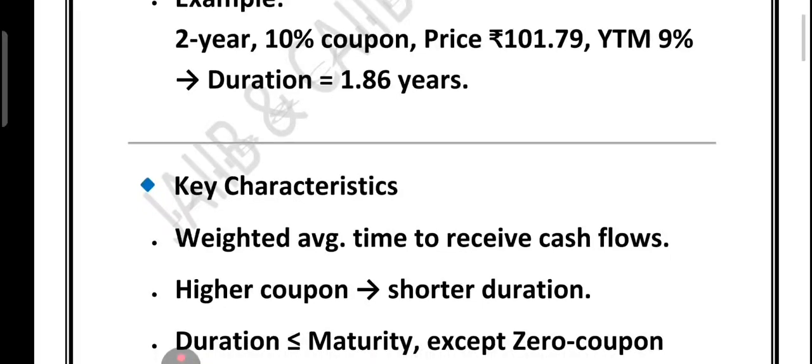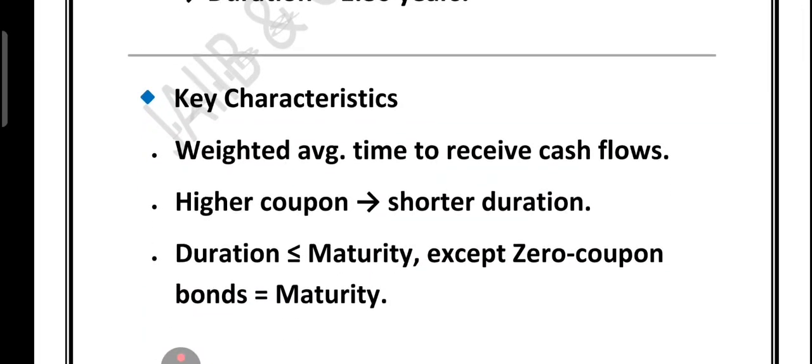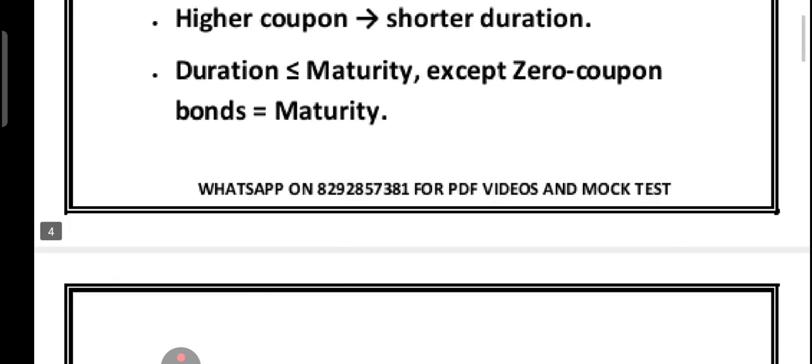If you look at the key characteristics of this duration, it is like a weighted average time to receive the cash flows. If the coupon is higher, the duration will be shorter. Duration is always less than or equal to the maturity of the bond, except for a zero coupon bond. Suppose we have a zero coupon bond and they ask you to compute the duration: do nothing, just see the maturity. Maturity is exactly equal to the duration. A question may be asked, for which of the following bonds are duration and maturity equal? Whatever options they give you, the answer is the zero coupon bond.